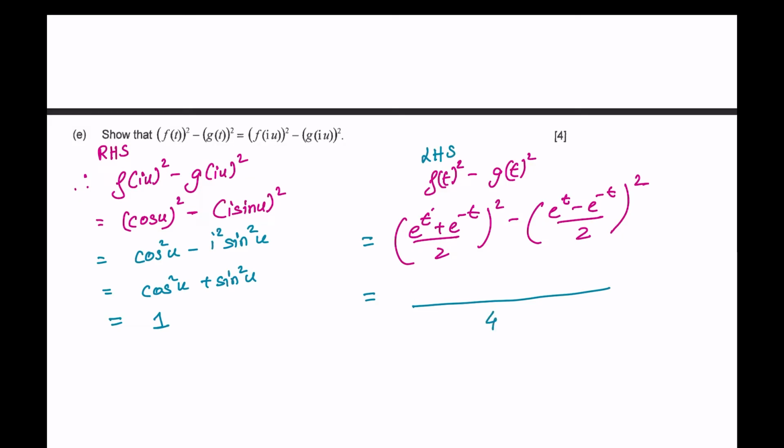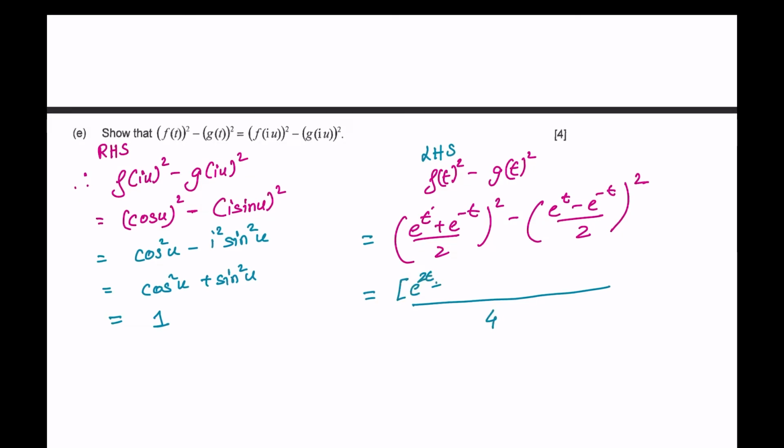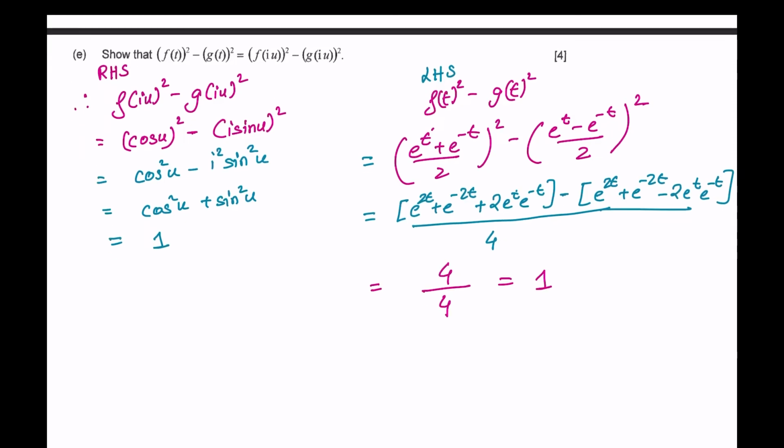The denominator becomes 2. It becomes e to the power of 2t plus e to the power of minus 2t plus twice e to the power of t e to the power of minus t. Again negative. This part becomes e to the power of 2t plus e to the power of minus 2t minus twice e to the power of t e to the power of minus t. Now upon opening the brackets and simplification, and also plugging in that e to the power of t times e to the power of minus t becomes 1, we find that the numerator becomes 4, the denominator was 4. So LHS also comes out as 1. Therefore we can say LHS equals RHS, hence verified.